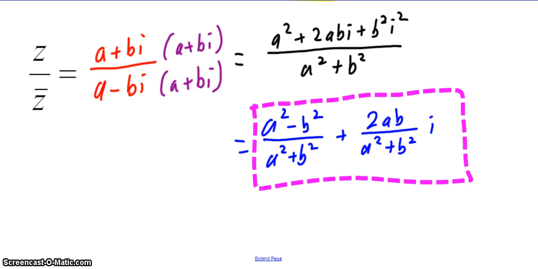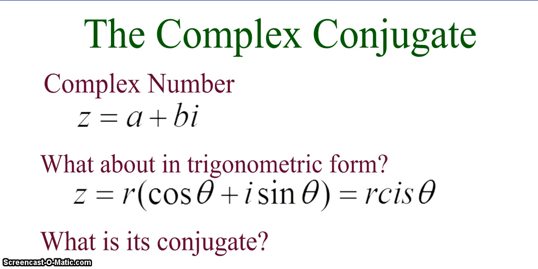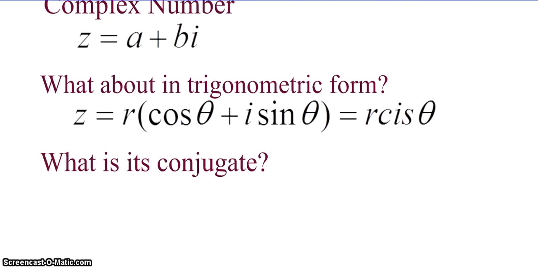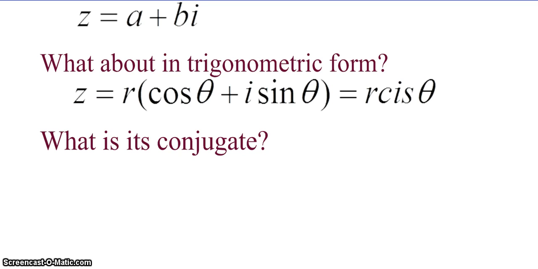So now let's look at doing this stuff but in trig form. So we know if we have some complex number z equals a plus bi, then in trig form this is z equals r times (cosine of theta plus i sine of theta), or we can write it as r cis of theta. So with that in mind, I want you to try and figure out what is its conjugate in trig form. So pause the video. There's a few ways in which you could come up with this, but try to figure it out. Unpause when you're ready to check your work.